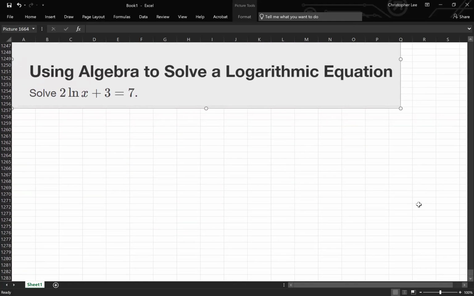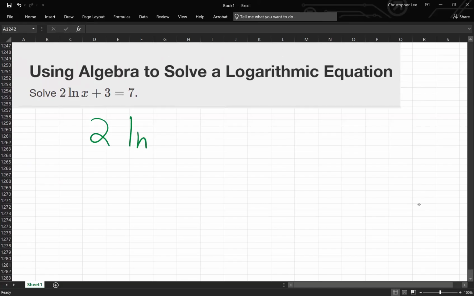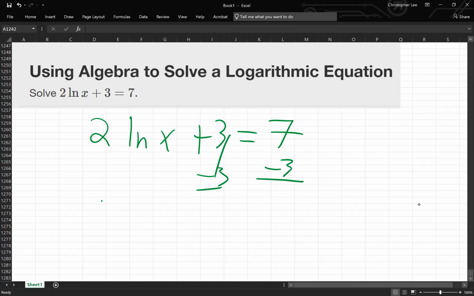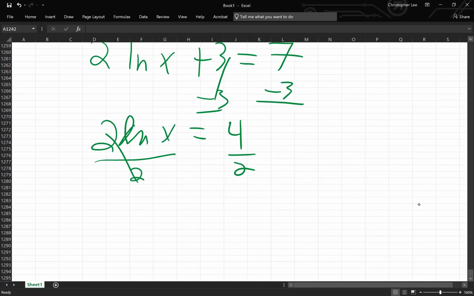All right. I have 2 ln x plus 3 is equal to 7. What do I do first? Exactly. Good. What should I do after this? So now I have ln x is equal to 2. What should I do after this?